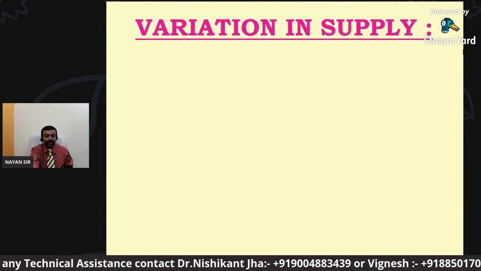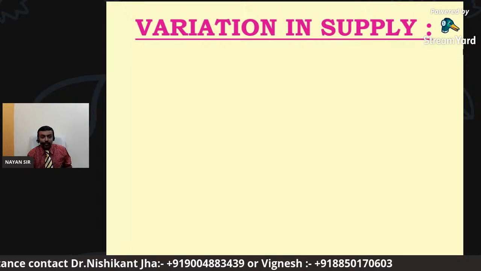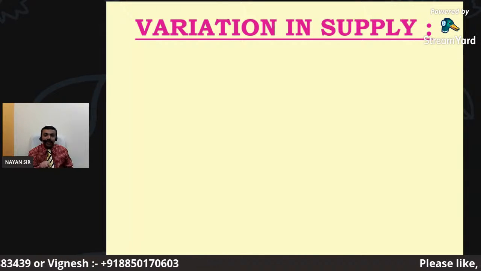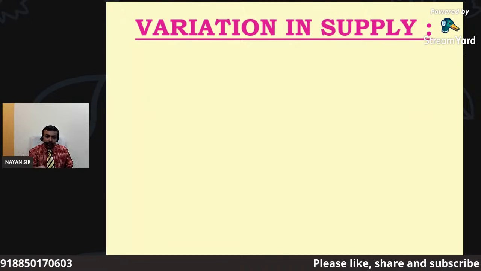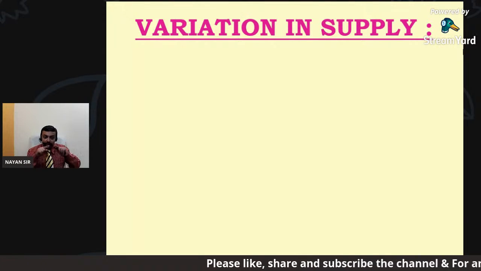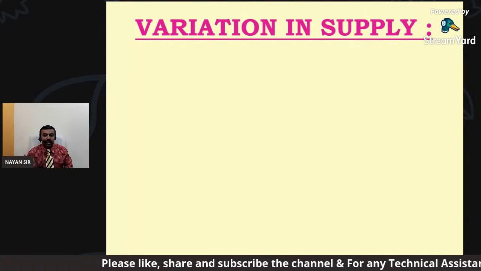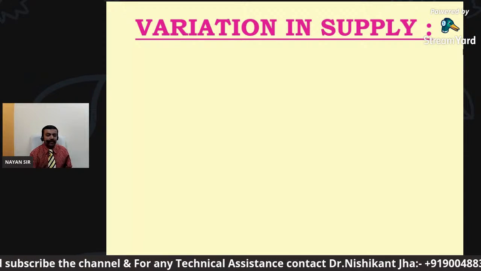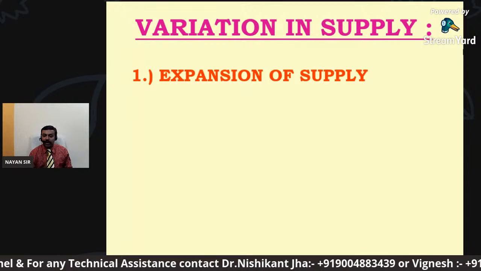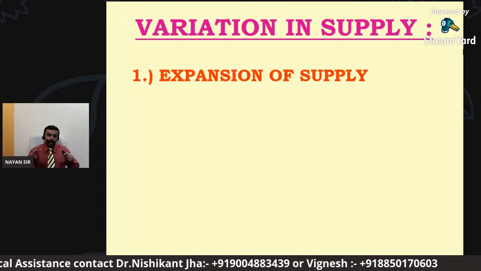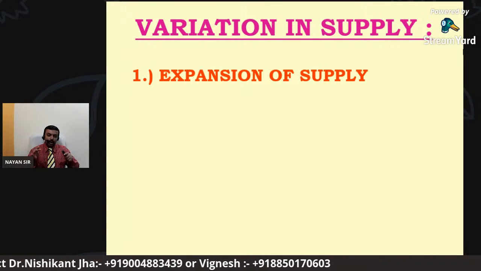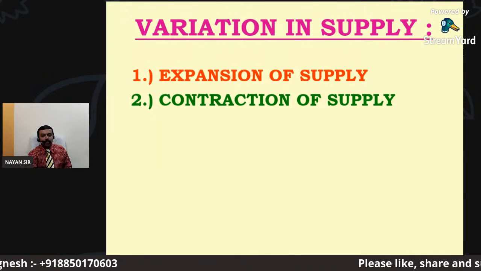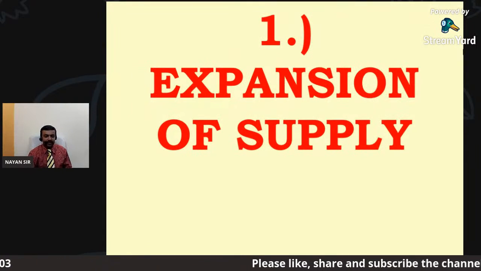Variation in supply. Friends, when quantity supplied of a commodity varies due to change in price, other factors remaining constant, it is known as variation in supply. And friends, there are two variations in supply. First is expansion of supply, and second is contraction of supply, as we have seen in demand also. This is similar to the law of demand, law of supply, little bit changes are there.